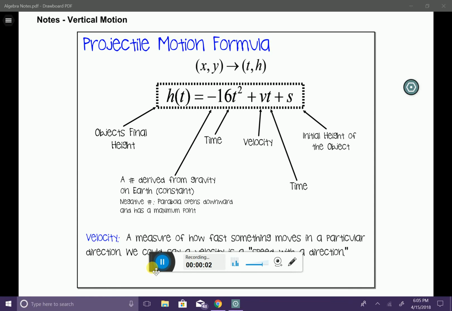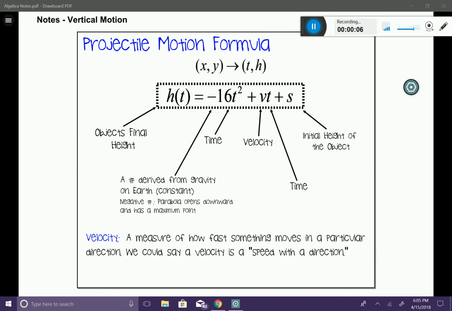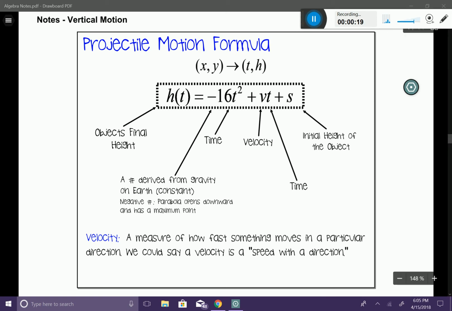In this lesson, we're going to talk about projectile motion, otherwise known as vertical motion. A couple things to know before we begin. This is the formula for projectile motion that we're going to be using. The most important part to focus our attention on is that, not to be confusing, but in this section, our x's and y's of our quadratic are going to turn into t's and h's.